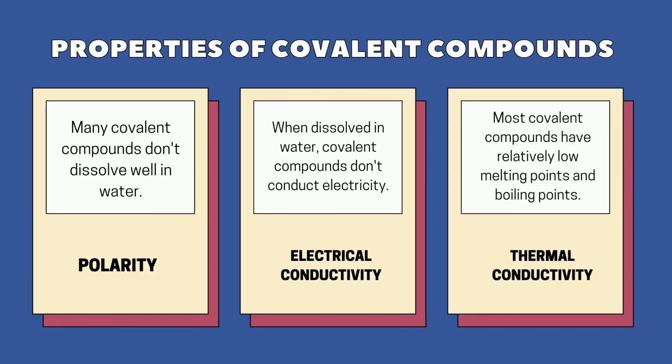And lastly, its thermal conductivity. Most covalent compounds have relatively low melting and boiling points, while the ions in an ionic compound are strongly attracted to each other. Covalent bonds create molecules that can separate from each other when a lower amount of energy is added to them. Therefore, molecular compounds usually have low melting and boiling points.